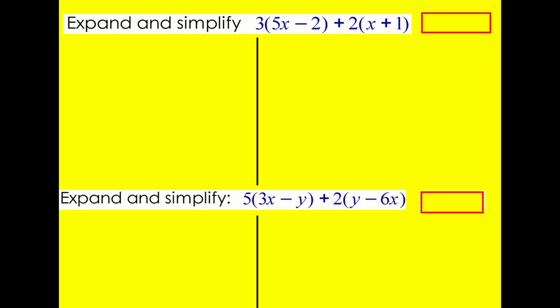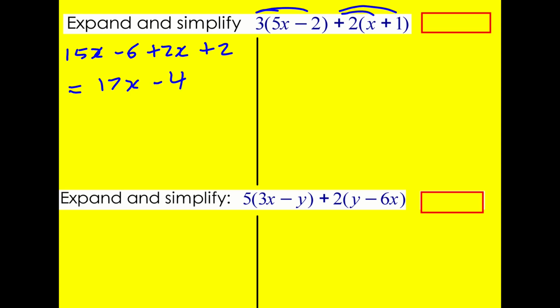Now I'm trying to decide. I talked already about this and I showed two methods. Now honestly, I just think doing it all in one go is the best thing. So actually, I'm just going to go for it. So let's do this. We multiply through like this. It's going to get 15x minus 6, and then I'm going to get plus 2x and plus 2. Bring that together, 17x minus 4.